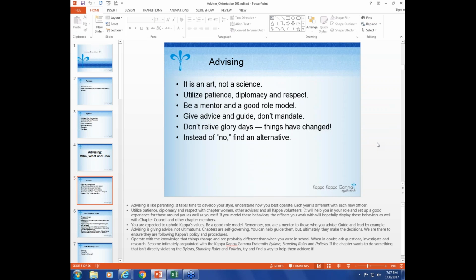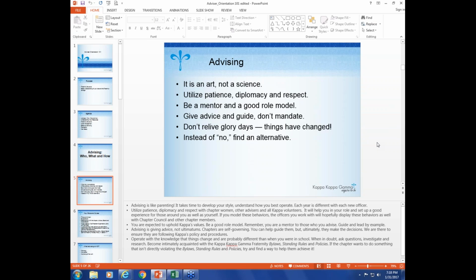You need to remember that we are here to give advice and to guide, but we don't mandate. Chapters are self-governing. They get to make their decisions. Sometimes we might not agree with them, but we're here to make sure that they are following CAPA's policies and procedures, and are not getting into really, really risky situations.